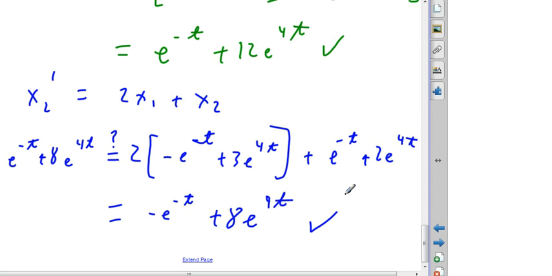So that's how I'd work the problem. I'd find the eigenvalues, I'd find the eigenvectors, I'd then check my work, and then I'd say I'm done.